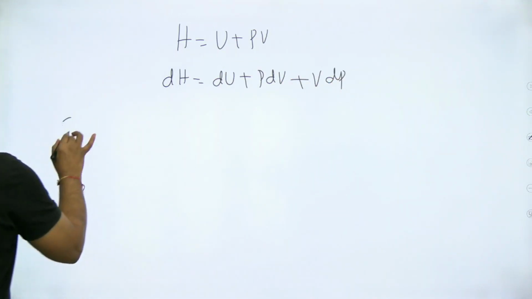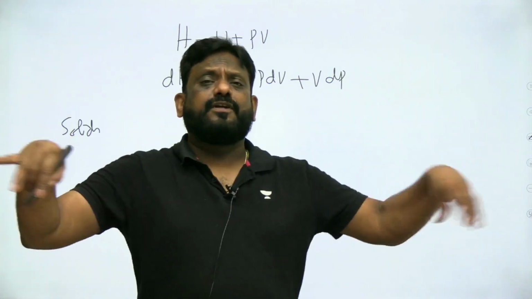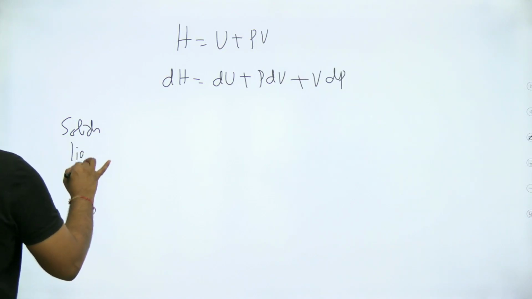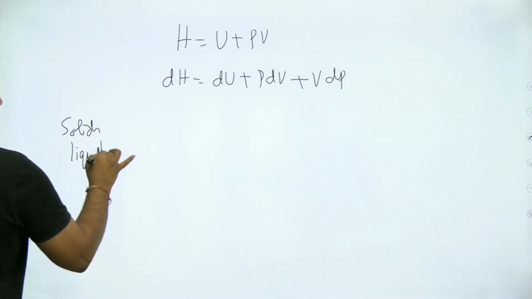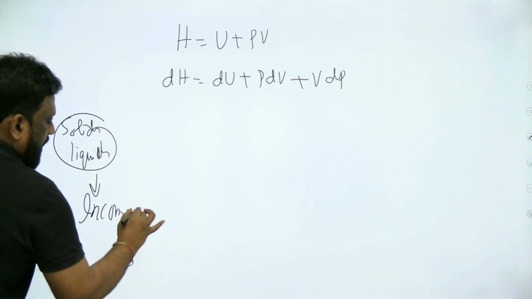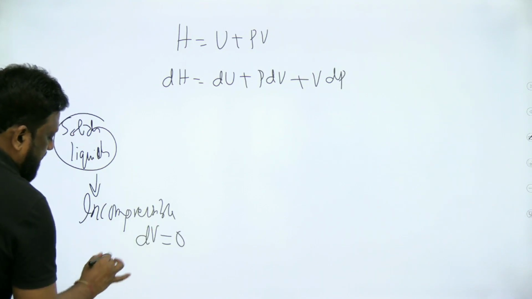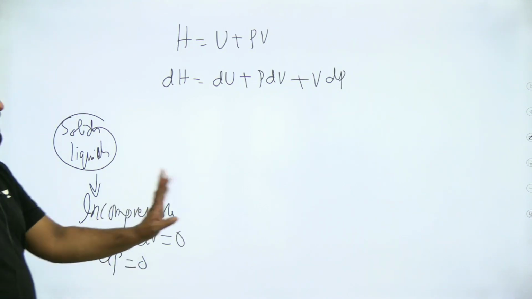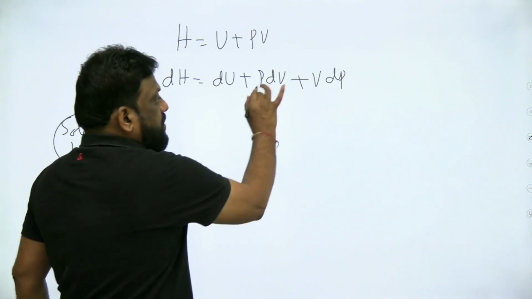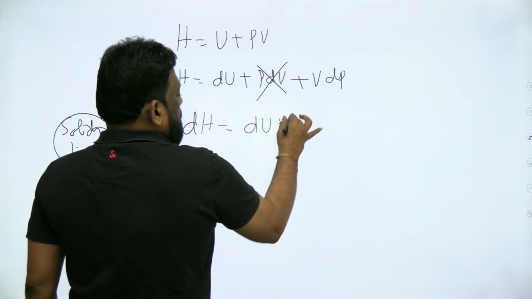Let us take solids. I can define this for solids, liquids, fluids, anything. You know that solids and liquids are generally incompressible. What does incompressible mean? The change in volume is zero, or the change in density is zero. So for solids and liquids, which are incompressible, the change in volume is zero. So dH is equal to dU plus VdP.